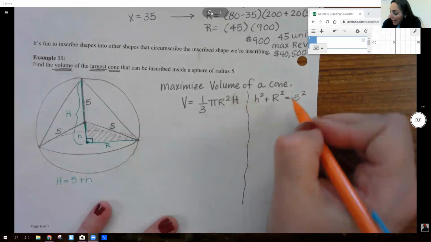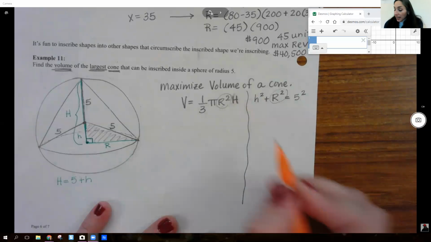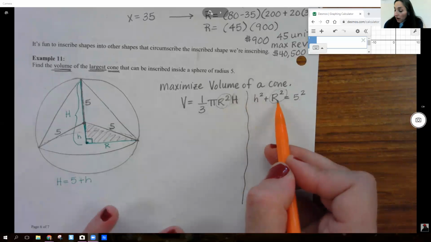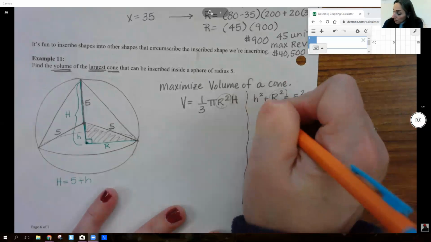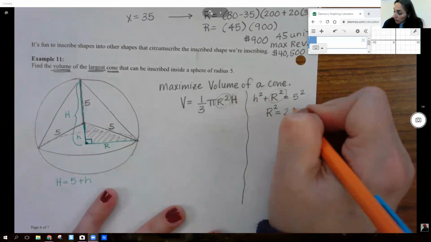I have r squared right here in my volume formula, so I could solve this for r squared. 5 squared is just 25.